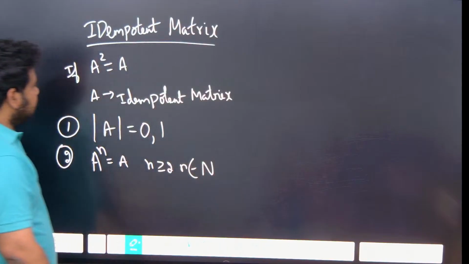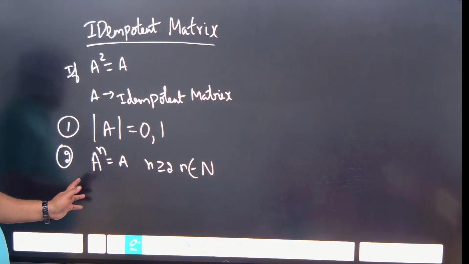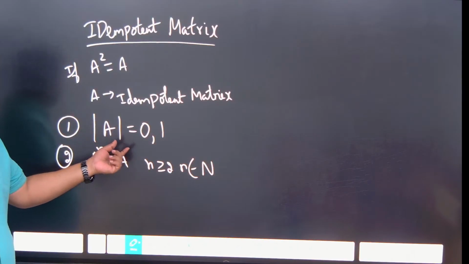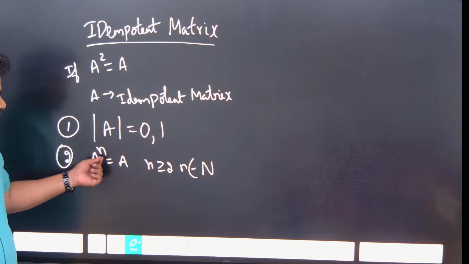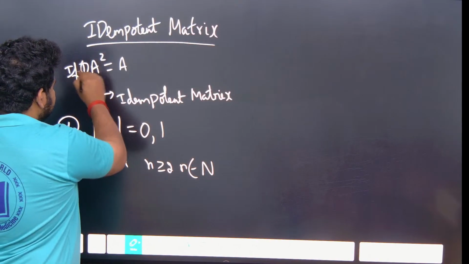That is, if A square is equal to A, then A cube will also be equal to A, A power 4 will also be equal to A, A power 100 will also be equal to A, A power anything will also be equal to A. So, you have to make a note. Det of A will be 0 or 1, A power n will be equal to A.